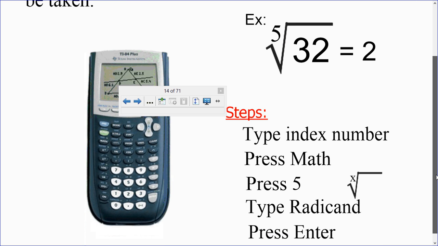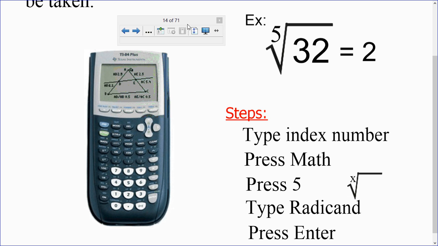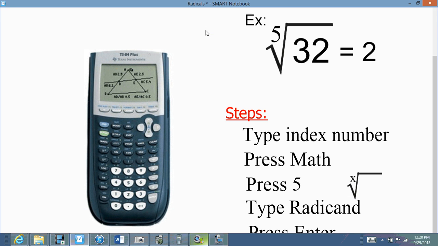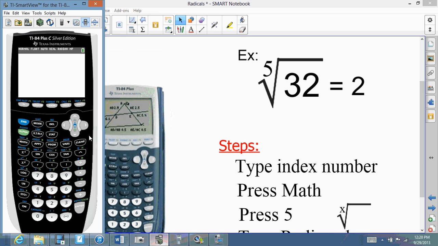So here's the TI-84 Plus graphing calculator. If you have one of those, the first step is to type the index number, press the button called Math, and type 5. It'll show you this symbol, which is the symbol for nth root, and then type the radicand, the number on the inside of the radical sign, and then press enter. So let's get our calculator out and give it a try.